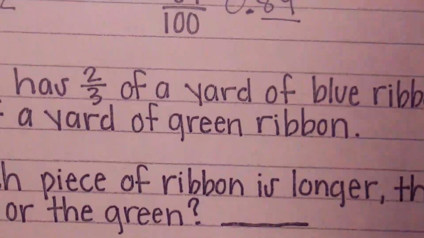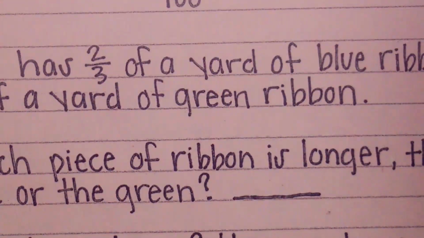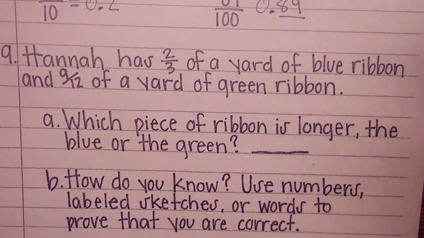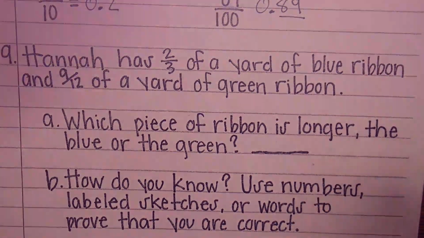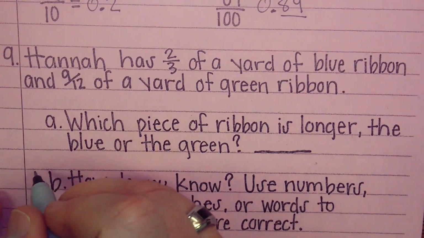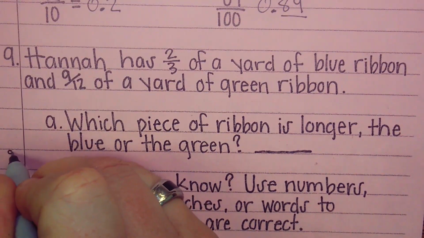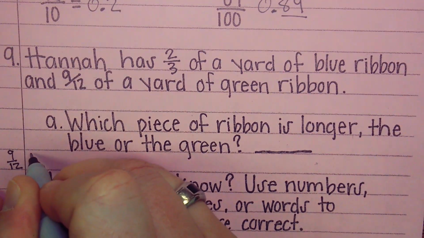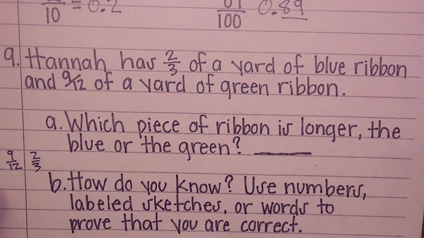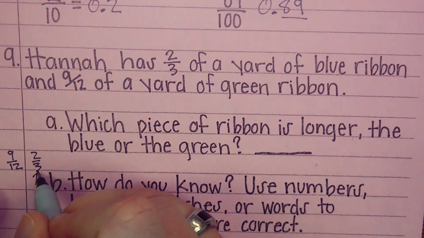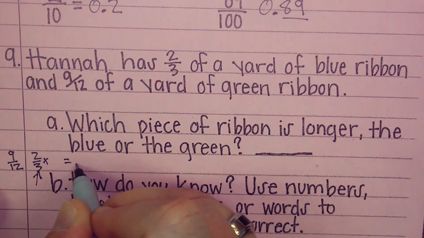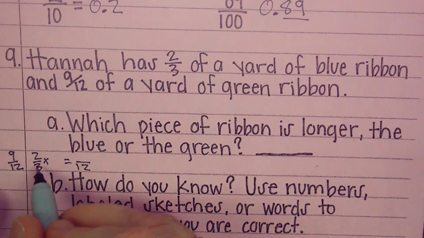Alrighty, Hannah has 2/3 of a yard of blue ribbon and 9/12 of a yard of green ribbon. Which piece is longer, the blue or the green? Well, we could think of this a couple ways, but I would like to think of making 9/12 and 2/3 agree. So maybe I want to take this 2/3 and figure out what to multiply it by so that I can have 12ths as the denominator.